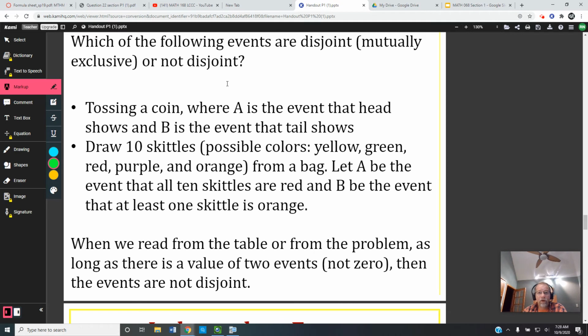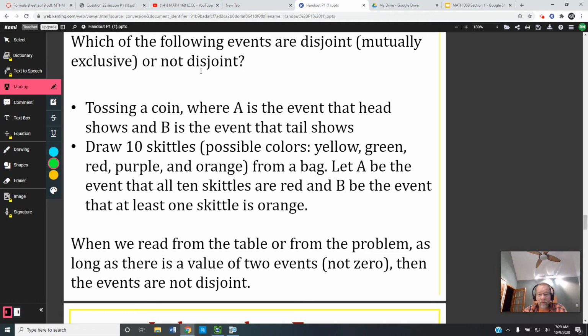Which of the following events are disjoint, mutually exclusive? For example, tossing a coin, where A is the event that a head shows and B is the event that a tail shows. I already said that was a disjoint event. Drawing 10 Skittles, possible colors are yellow, green, red, purple, and orange. Let event A be that all 10 Skittles are red. Let event B be the event that at least one Skittle is orange. Both things can't take place, so A and B are disjoint. You can't have everything be red, but yet say at least one is orange.